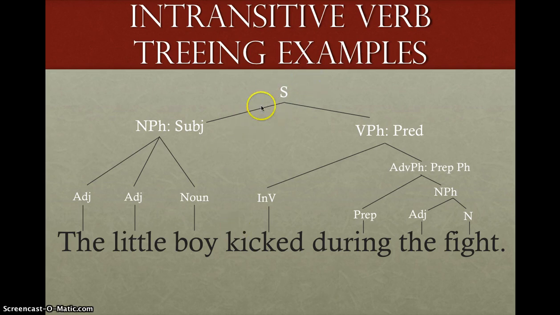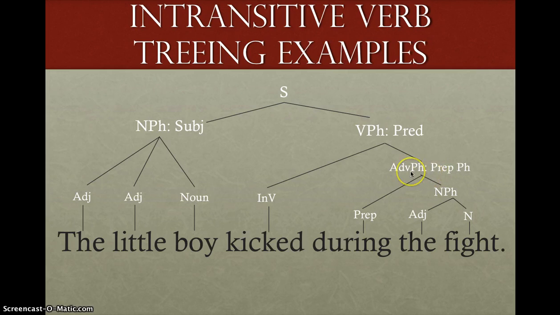You can have a subject, noun phrase subject, or this is sentence. Sentence, noun phrase subject, verb phrase predicate. We got that. The little boy, all describe boy together, right? Now we have kicked as our intransitive verb. But then we have another phrase here. We have an adverb phrase. Hopefully you remember that from our parts of speech.